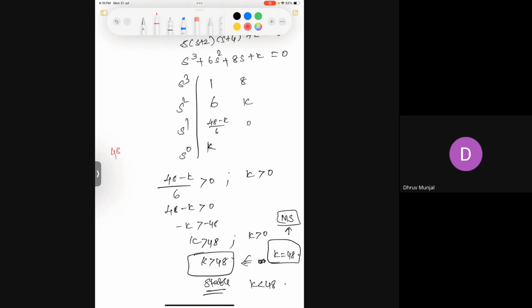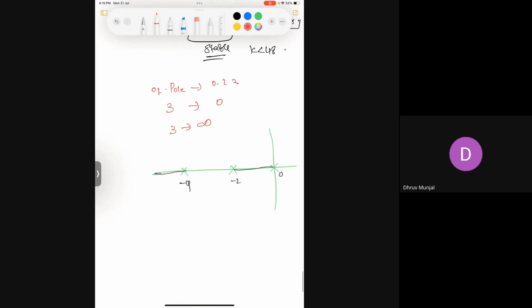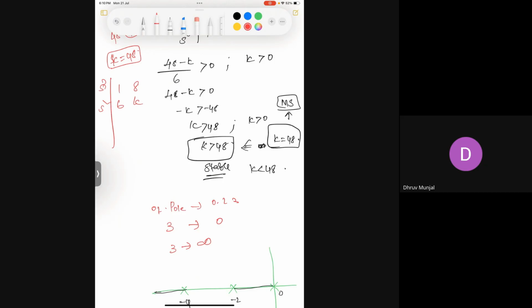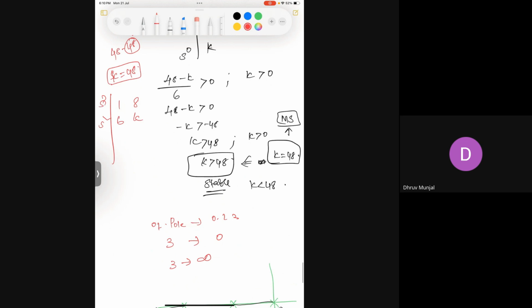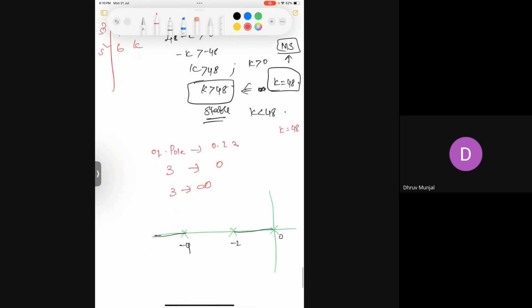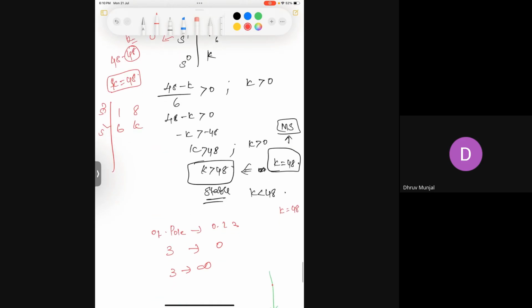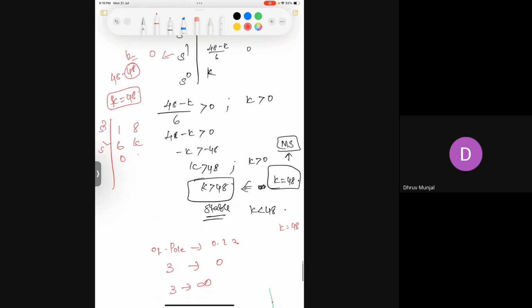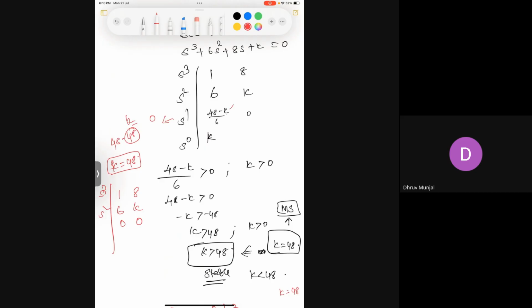This will become marginally stable at K equal to 48. If K equal to 48, this term will go to 0. So far we have found at what point the root loci cross the imaginary axis: when K equal to 48, it crosses the imaginary axis. But at what value on the imaginary axis it is crossing, we have to determine. That I missed. So when K equal to 48, this row becomes 0.